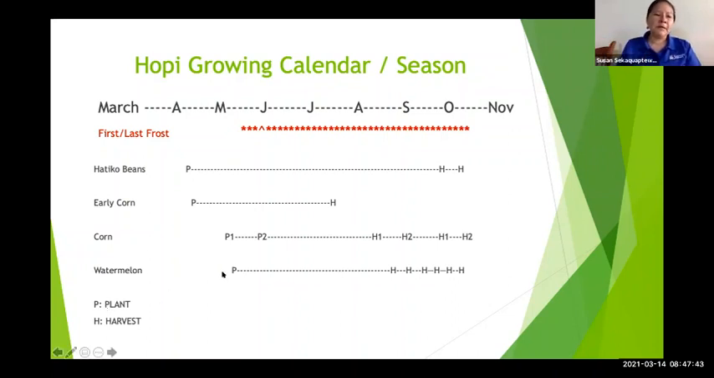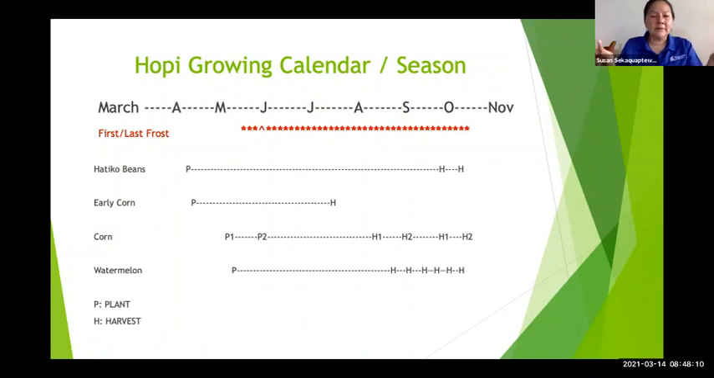So the P represents plant, and the H represents harvest. If we look at this growing season, you're going to notice that Hopis primarily traditionally grew warm plants, because we needed to wait till the earth warmed up. We used the warm season, and they were harvested and picked before it got cold. So this is what's known to some degree as a Hopi growing calendar.